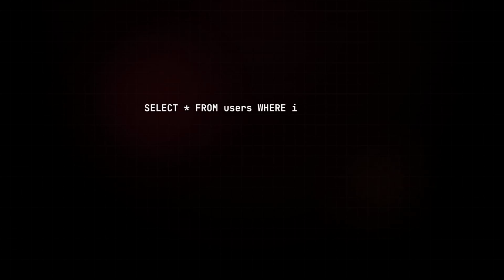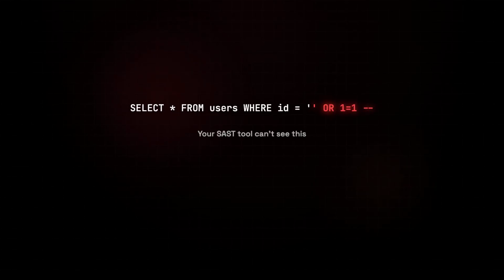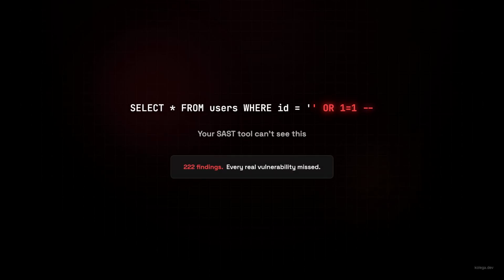SQL injection. The vulnerability that has topped every security list for over a decade. Your SAST tool says it is scanning for it. But when Semgrep scanned NocoDB, it generated 222 findings and missed every single real vulnerability. The most dangerous code looked perfectly safe.